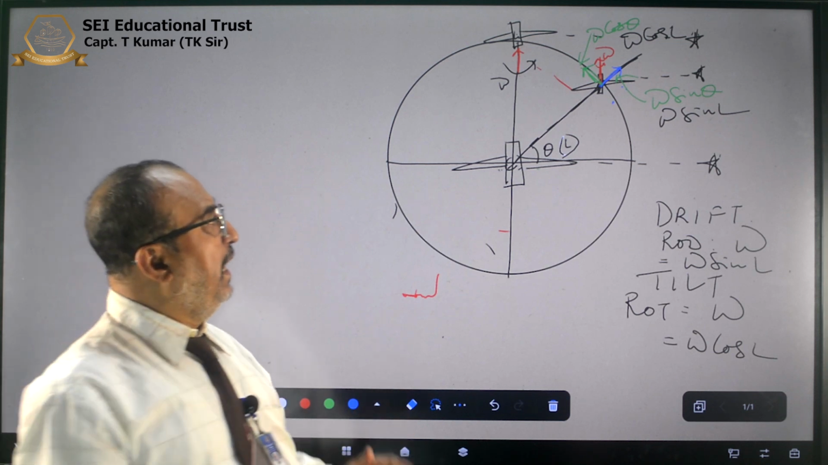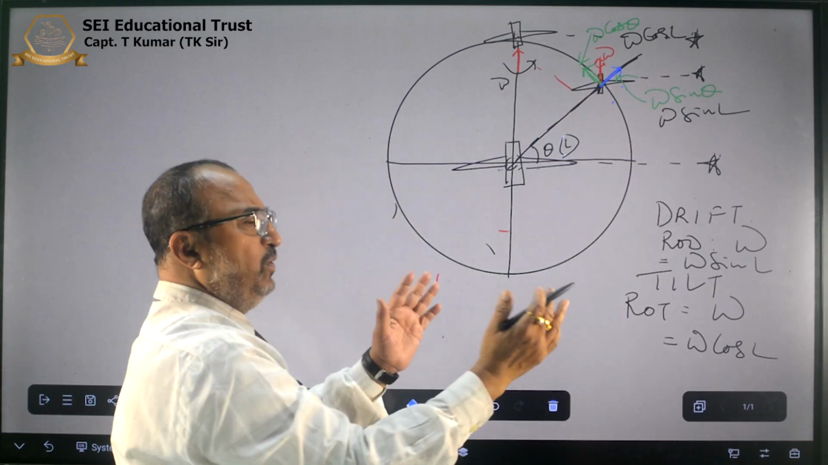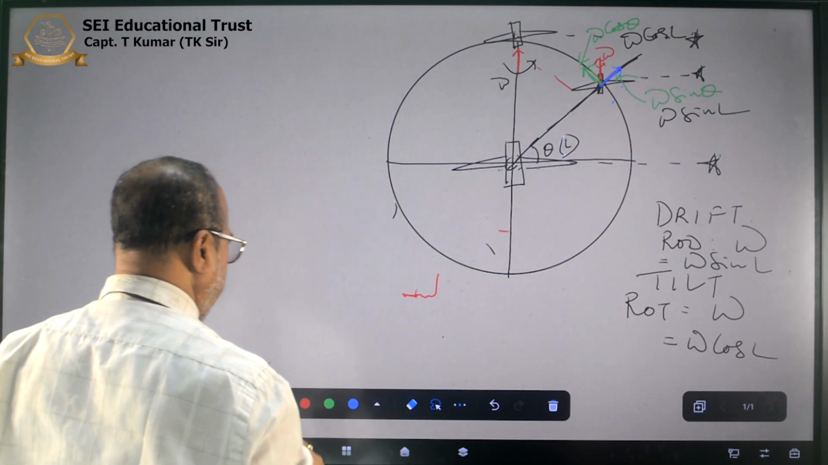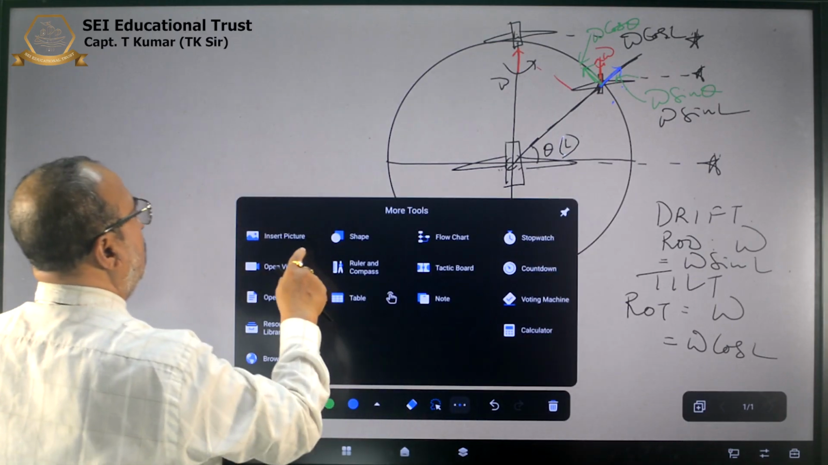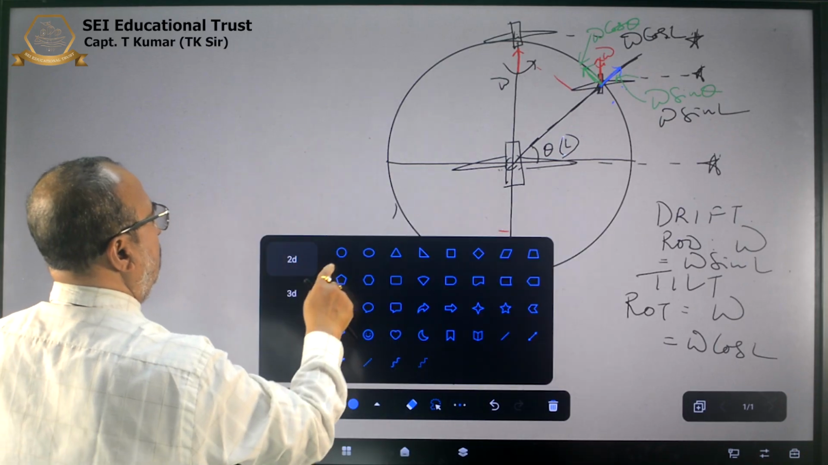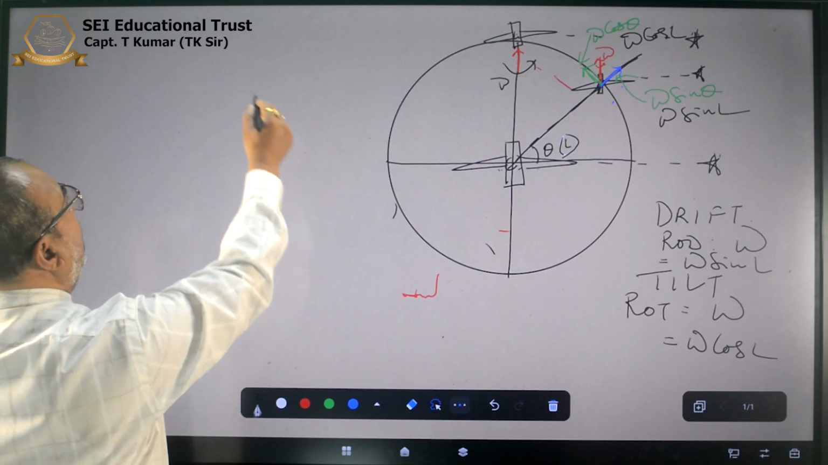Right. Now, what happens to this particular part which you see? You turn it towards you, then what happened? You see, so you turn it towards you, so it will be here like this.